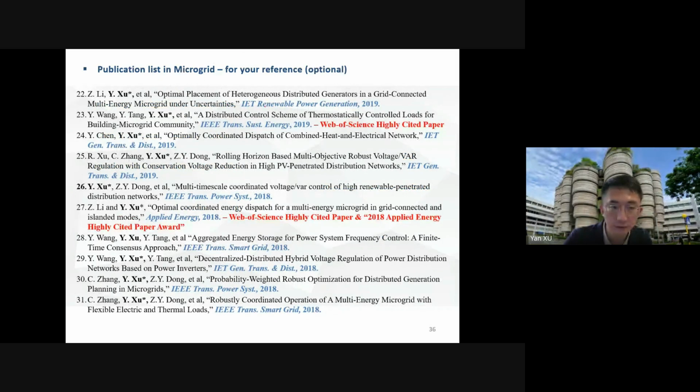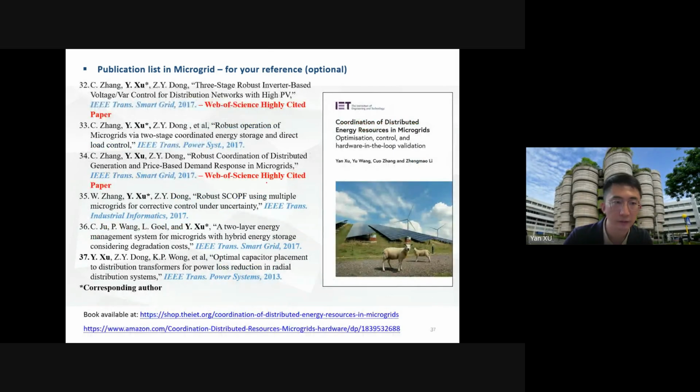And besides this, optimal planning of distributed generators in microgrids, and also distributed control. This is the one I just explained, the voltage regulation, and also the energy dispatch, right? The frequency control using the energy storage system. Yesterday I introduced how we can use energy storage system for frequency control. And in terms of the algorithms, we also have developed algorithms for voltage regulation, everything.